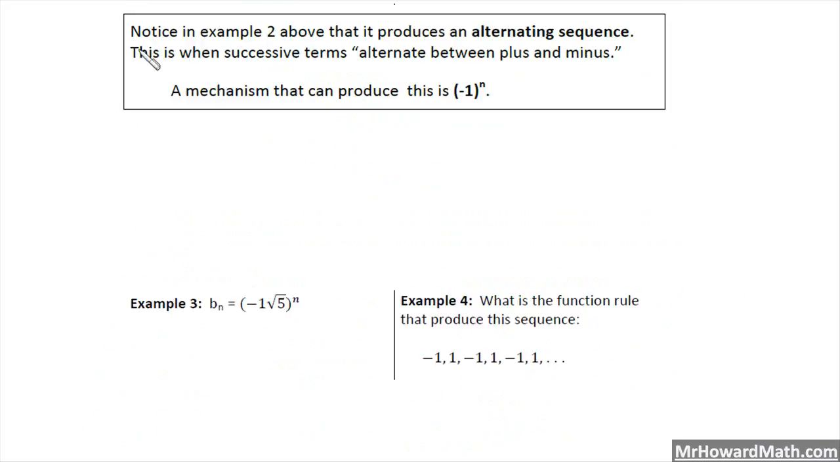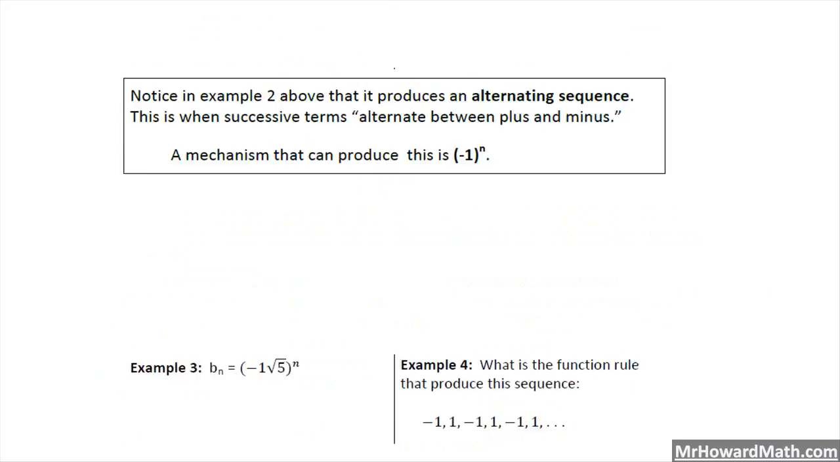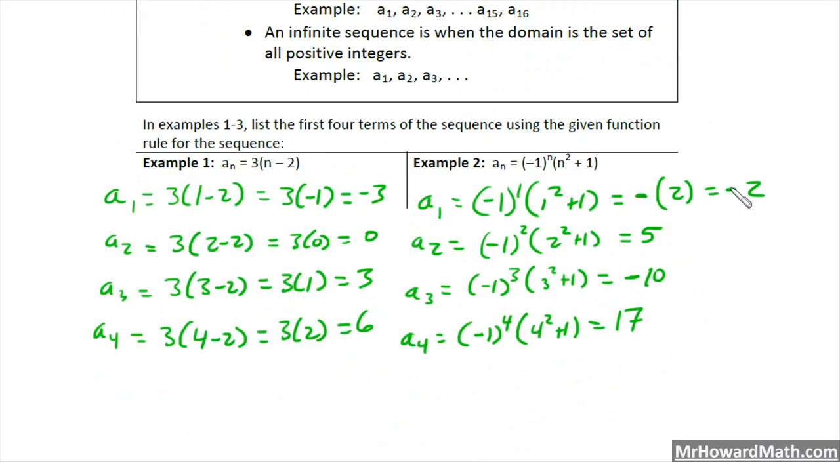Quick note, it says, notice in example 2 above that it produces an alternating sequence. This is when the successive terms, one term after another, alternate between plus and minus. And that is the mechanism that causes that. So we discussed that here. We were negative here. The next one was positive, then negative, then positive, and so on. That would alternate. And this is what was causing that alternating sign.